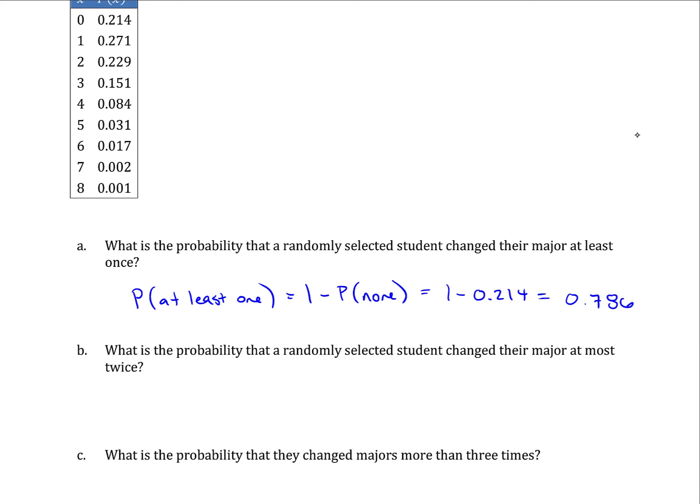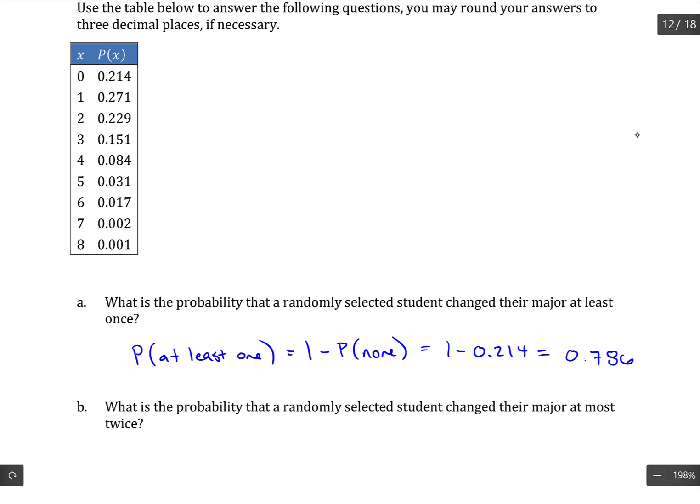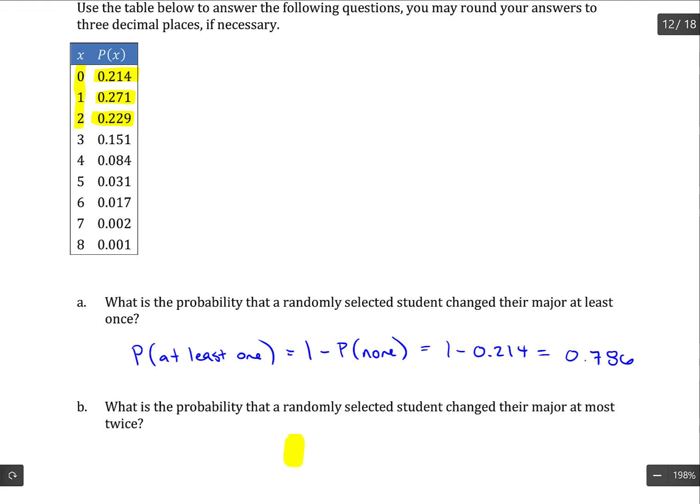What is the probability that a randomly selected student changed their majors at most twice? So if it's at most twice, that would be 0 through 2. Because at most is going to be less than 2, but also including 2. So we need to add together these 3 probabilities. And that's a small enough number that it probably makes sense just to do it directly. So 0.714.